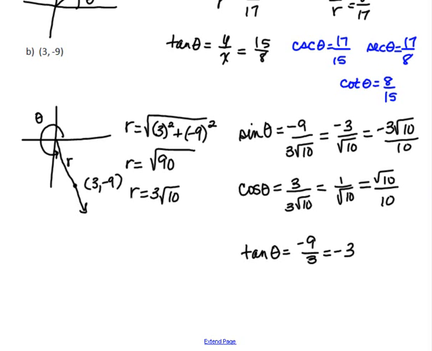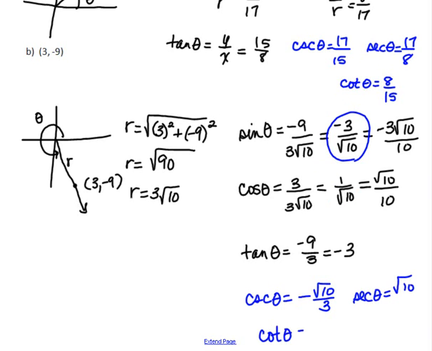And now their reciprocals. Cosecant theta is the reciprocal of sine. I would probably do it from this form because then we would not have any radicals in the denominator, so that would be the negative square root of 10 over 3. And secant theta is the reciprocal of cosine. So again, taking the reciprocal of 1 over the square root of 10 would just be square root of 10 over 1, or square root of 10. And lastly, cotangent of theta is going to be the reciprocal of -3, which would be -1/3.